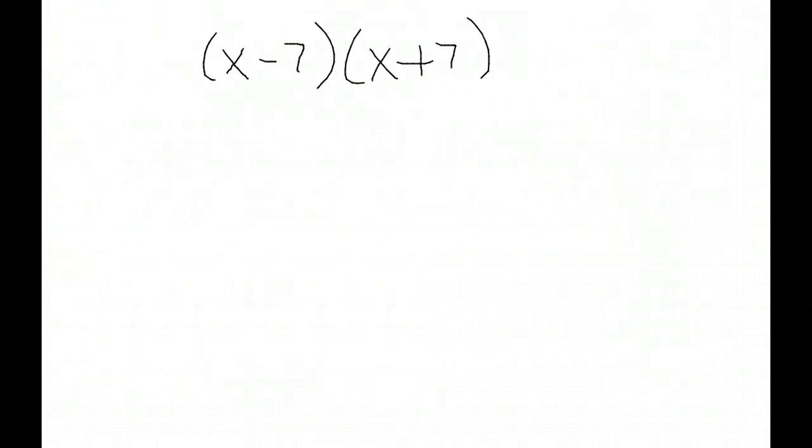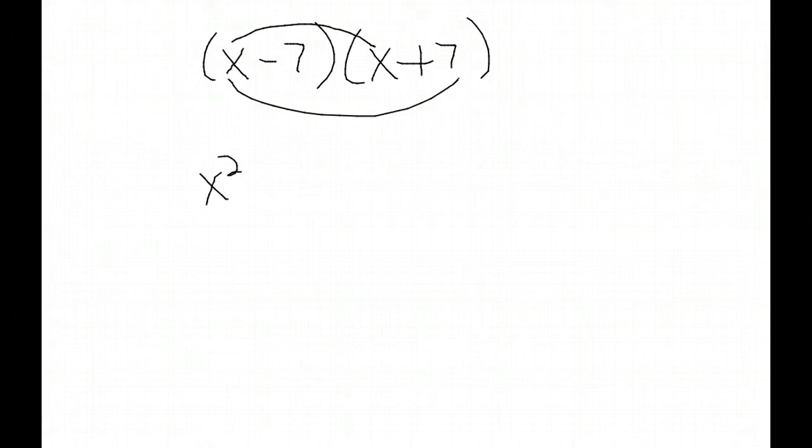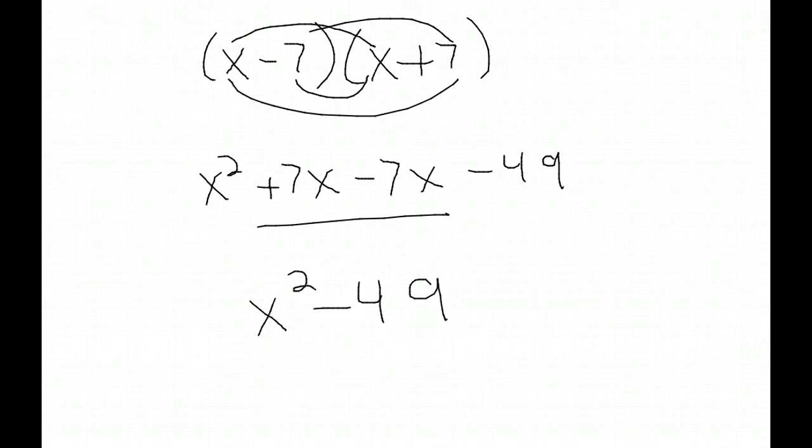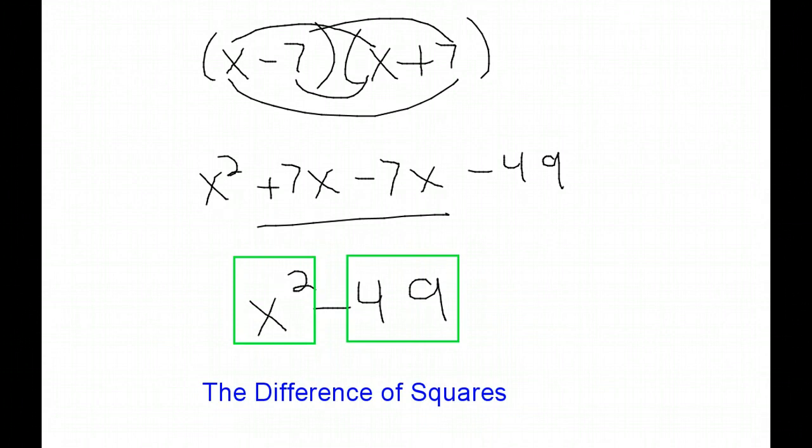Okay, let's look at what we call the difference of squares. When I do FOIL on this problem, I get x squared plus 7x minus 7x minus 49. The O and the I terms cancel each other out, and I end up with x squared minus 49. We call this the difference of squares. The first term is a perfect square, the last term is a perfect square. And now take a look at where it came from.